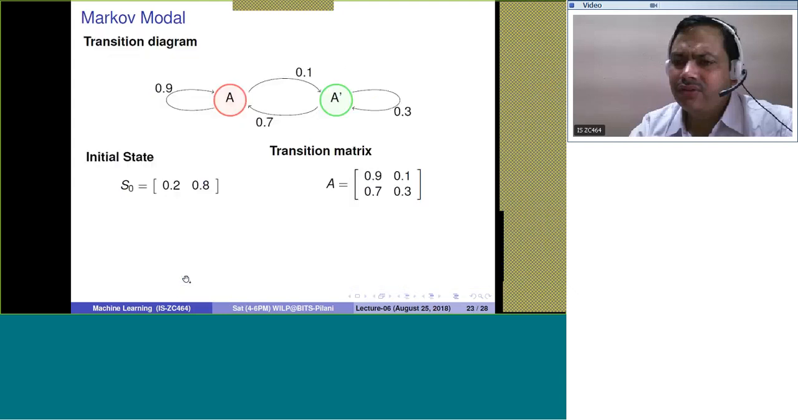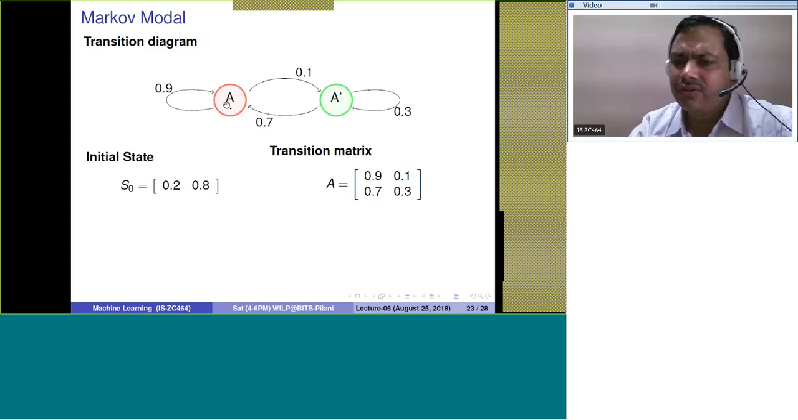The question is: what is the market share of product A? State 0 is 0.2, meaning A's state is 0.2, and the state of A dash, meaning the other products, is 0.8. Do you understand this? Product A has a market share of 0.2, 20%. A dash means everything that is not A has a market share of 80%.